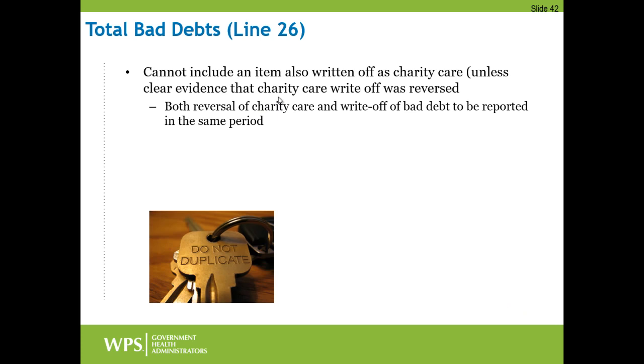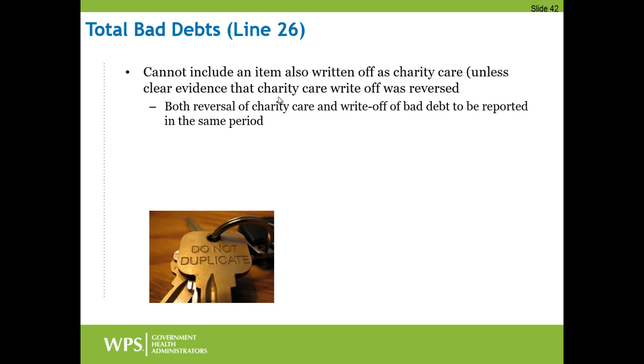Now, the other thing is you cannot get a dual benefit for any particular claim. You cannot include a claim as both a bad debt and a charity care. The only situation that might pop up, we've seen it a couple of times, is when an amount was written off to charity care, and then for whatever reason the documentation was incorrect, and it was later reversed. So there might have been a reversal of the charity care in this year, and then the bad debt reported this year as well.